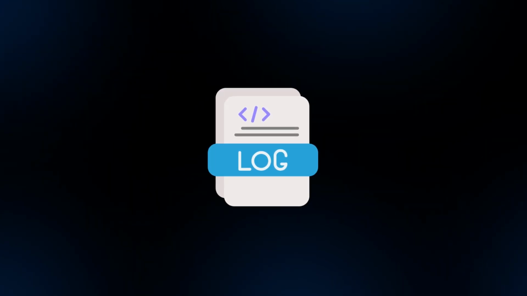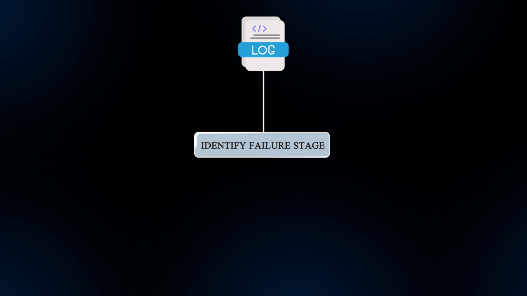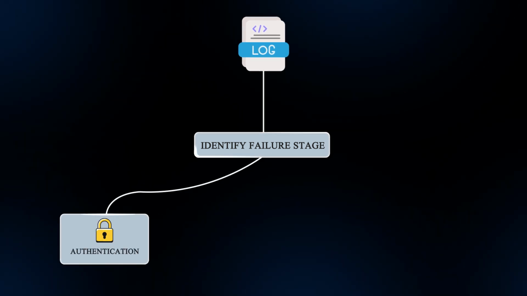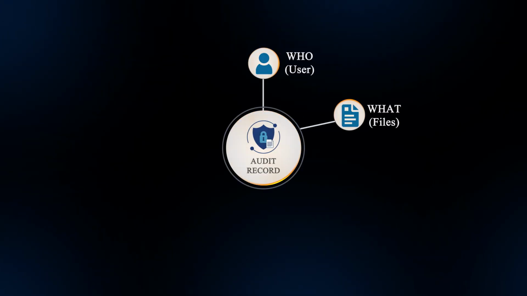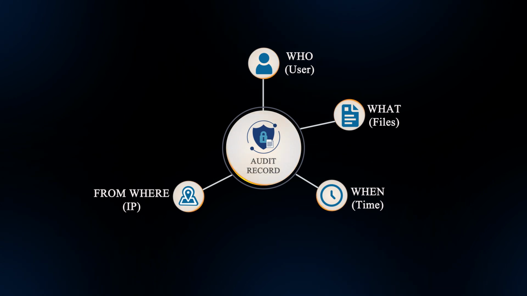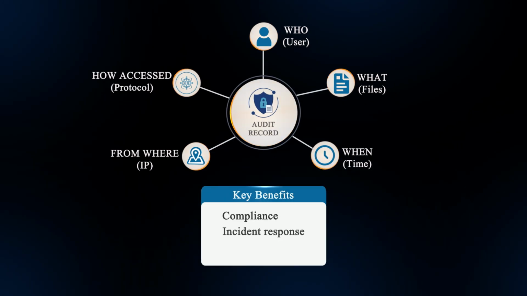Using logs for troubleshooting and security. For troubleshooting, logs tell you exactly where a transfer failed: authentication, permission, or data channel. For security, they act as an audit record. Who accessed which files? When the access occurred. From which IP? Using which protocol? This is essential for compliance, incident response, and internal reviews.